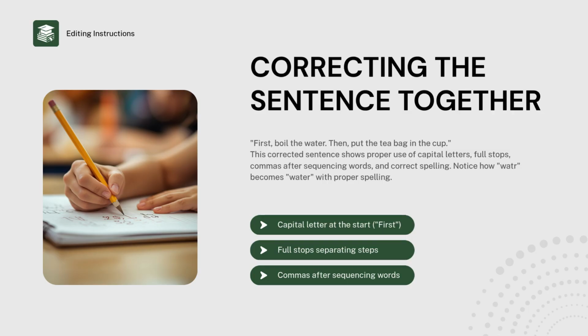Therefore, moving on to correcting the sentences together. What we must first look at is the capital letter at the start, the full stop separating the steps, and the commas after the sequencing words. As you can see, we've corrected this. It says: First, boil the water. Then, put the tea bag in the cup. This corrected sentence shows proper use of capital letters, full stops, commas after sequencing words, and correct spellings.